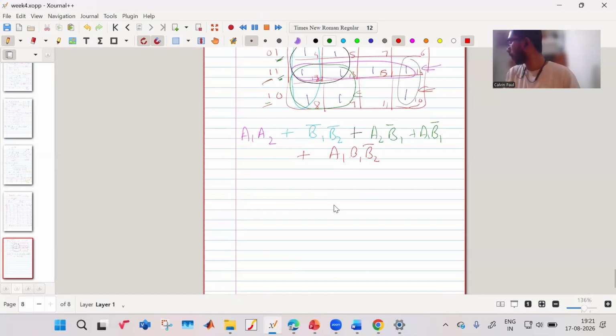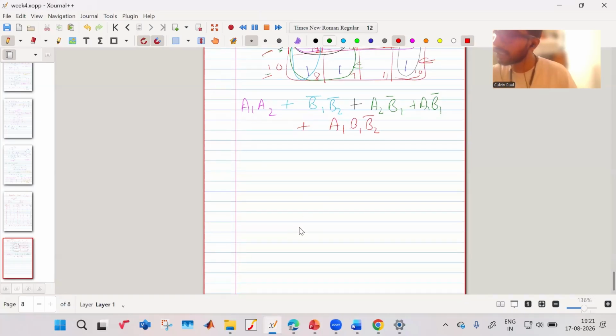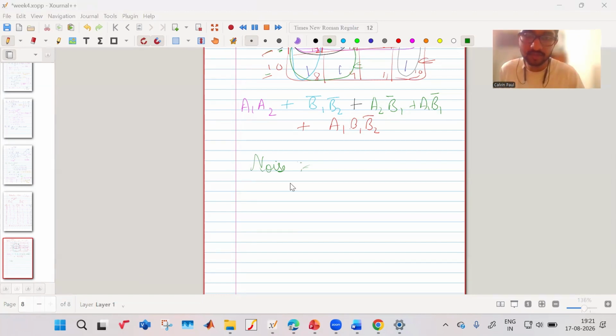So, what other question? So there's something known as noise. Is noise good or bad? Can anyone say, is noise good or bad? It's bad. Yeah, it is bad. So if noise is bad, what should we do?